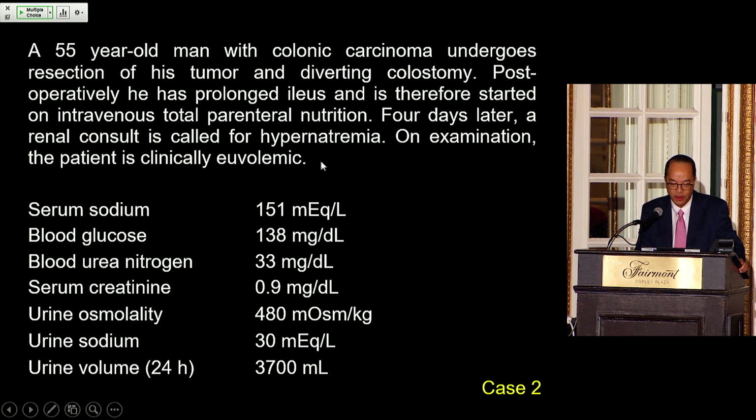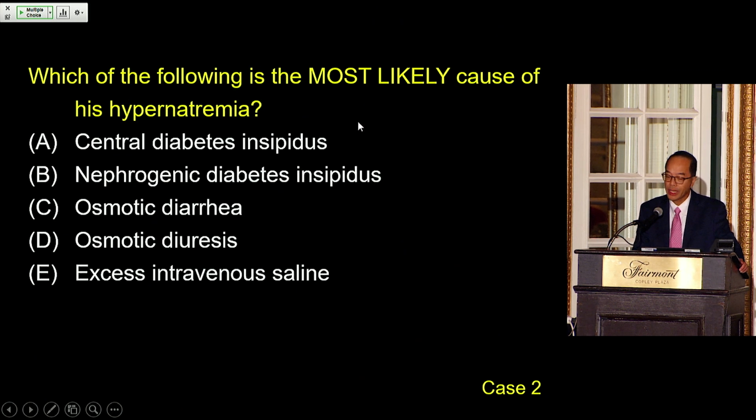Next case, a 55-year-old man with colonic carcinoma undergoes resection of his tumor and diverting colostomy. Post-op, he has an ileus, so he has to have TPN. And 4 days later, you're called because he has hypernatremia. He looks euvolemic, but his sodium is 151. Urine osmolality 480, urine volume 3700, urine sodium 30. Which is the most likely cause of his hypernatremia?